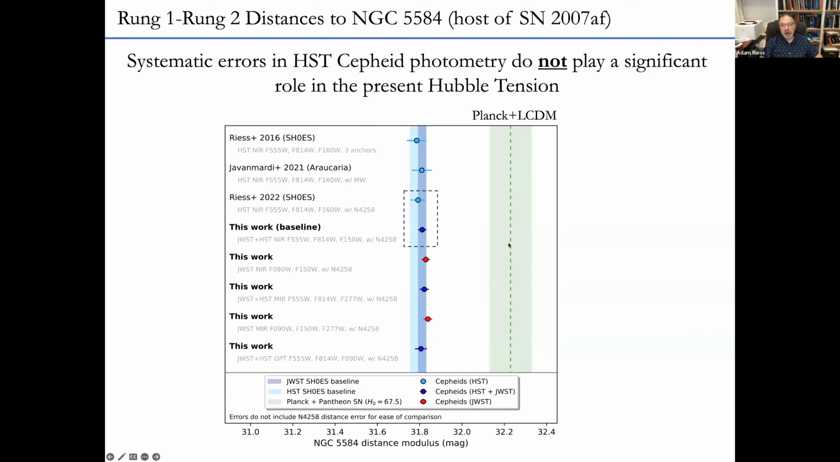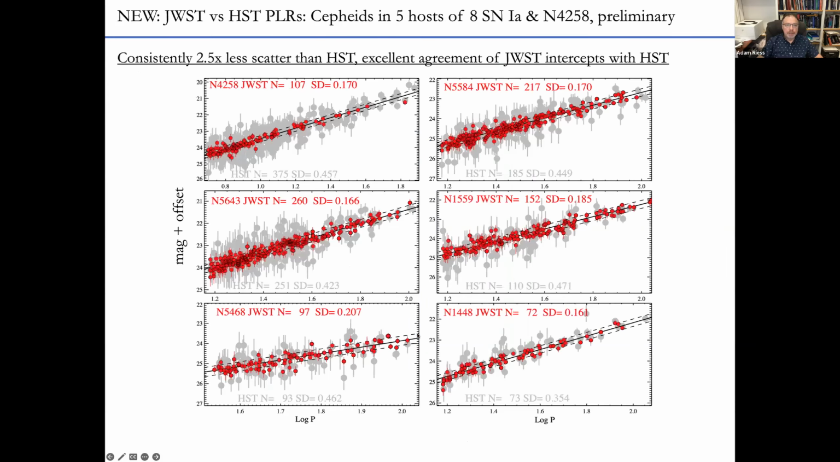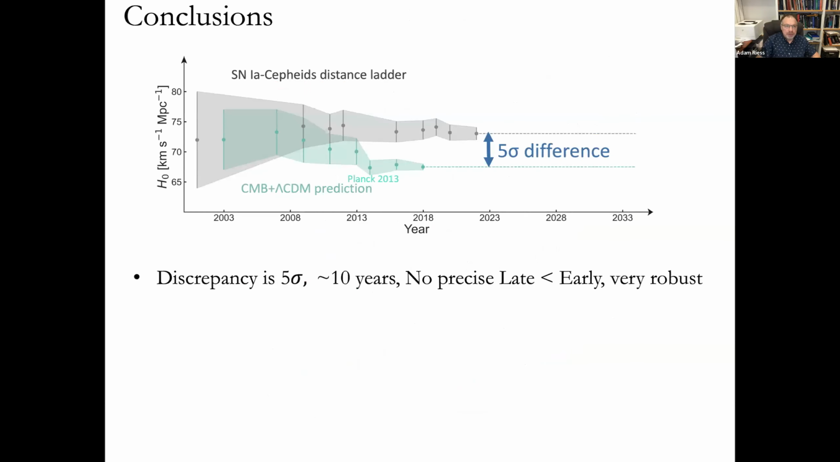All of these are quite far away from the Planck plus lambda CDM with H0 of 67.5. We have more galaxies that are in the process of analysis. So I'm just showing now 6 galaxies. We're seeing very similar results in all 6 galaxies, which makes that conclusion I mentioned before quite robust. And so the overall conclusion is that this discrepancy remains quite significant.